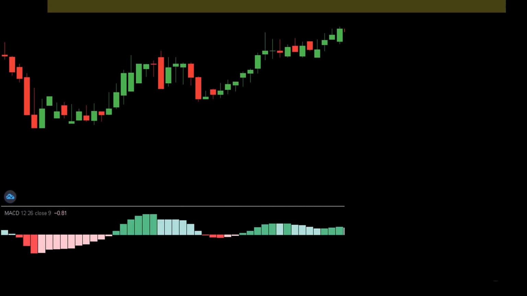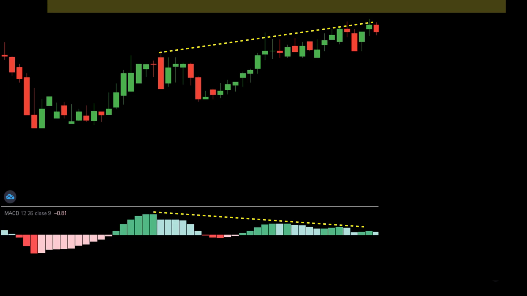Here's the same price action on the daily time frame. As price approaches resistance, it forms a higher high. But on the MACD, we see a lower high. This is a clear bearish divergence. It tells us that the selling pressure is building as price nears resistance. When we combine a strong resistance level with a bearish divergence, it becomes a high probability trade setup. In this case, we should be looking for a short selling opportunity.